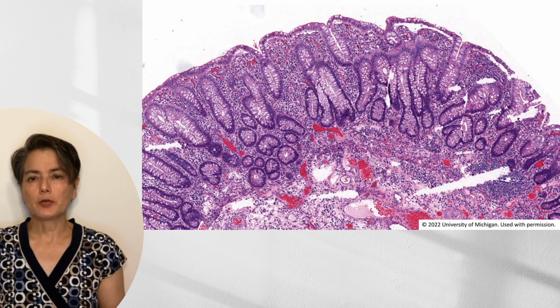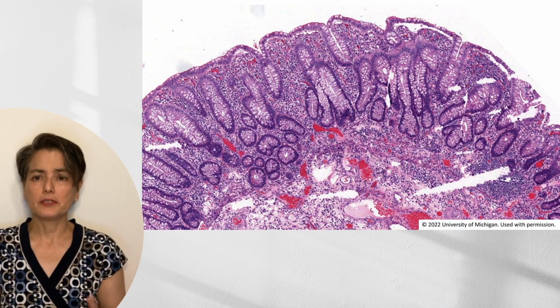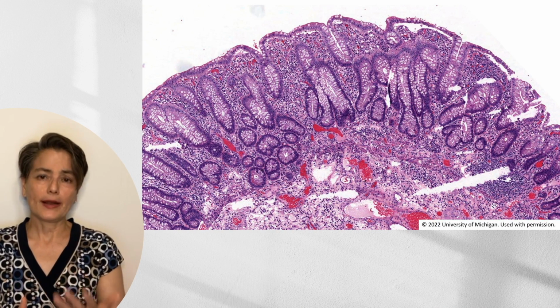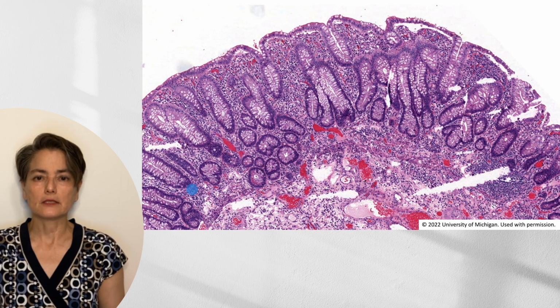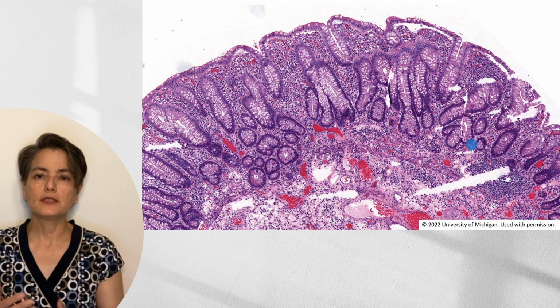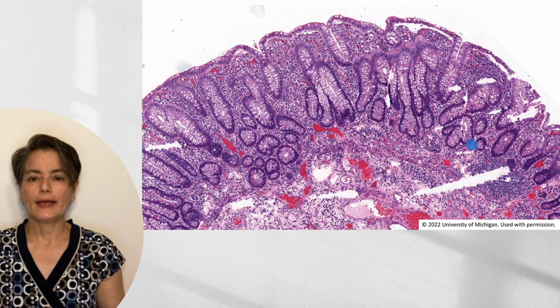Now, I mentioned that crypt architectural distortion can be seen in both Crohn's disease and ulcerative colitis. The example that I have for you comes from ulcerative colitis. You can see here, this is what a normal crypt will look like, like a little test tube. But you can see here we've got some branching. Branching here, and this is due to the cycle of injury and repair.